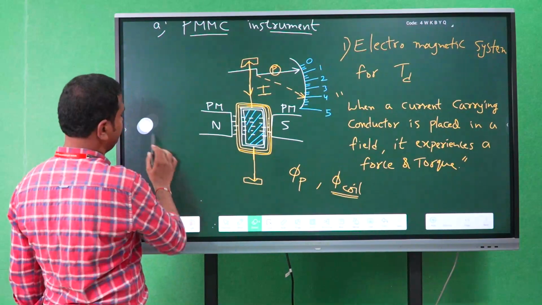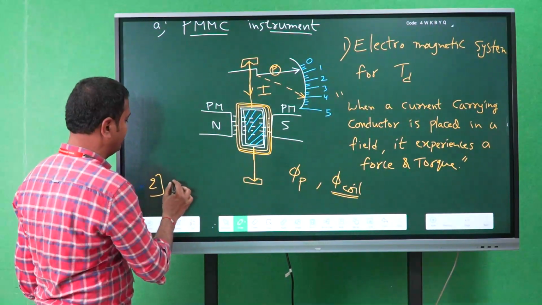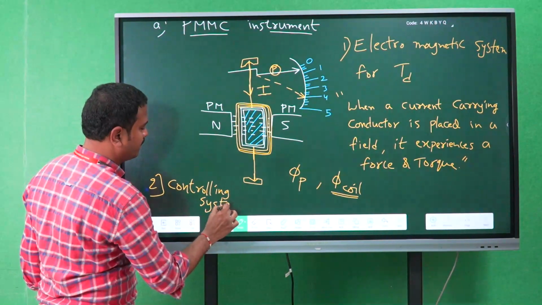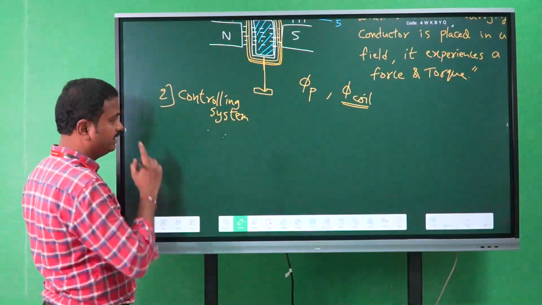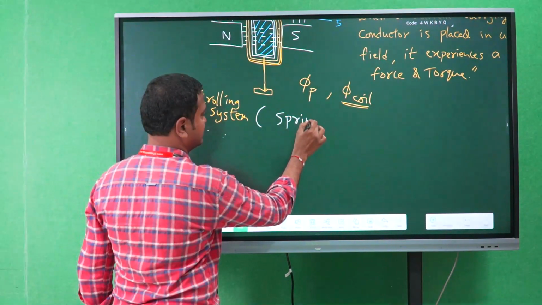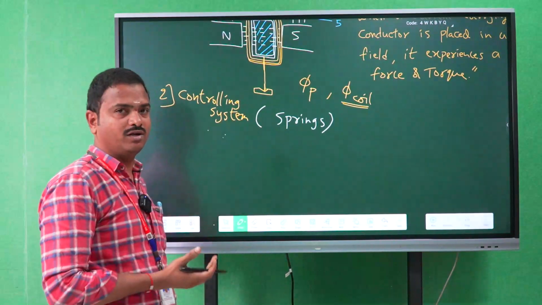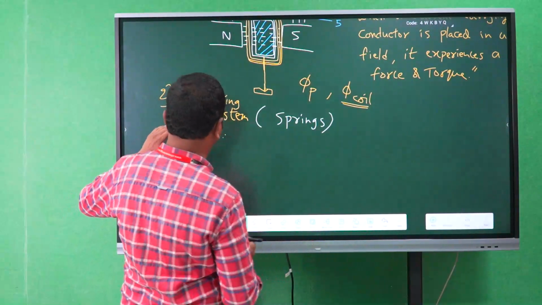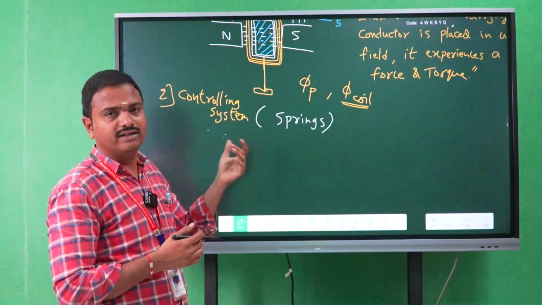Now coming to the second system. What is the second system? The second system is the controlling system. First one is the deflecting system, and the second one is the controlling system. Here we are using control springs, and the material is phosphor bronze. By using two springs, we can create controlling torque, that means an opposite force to the deflecting torque.